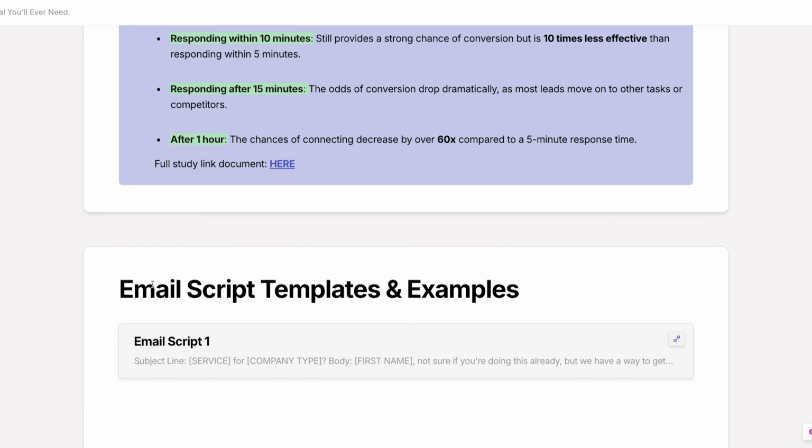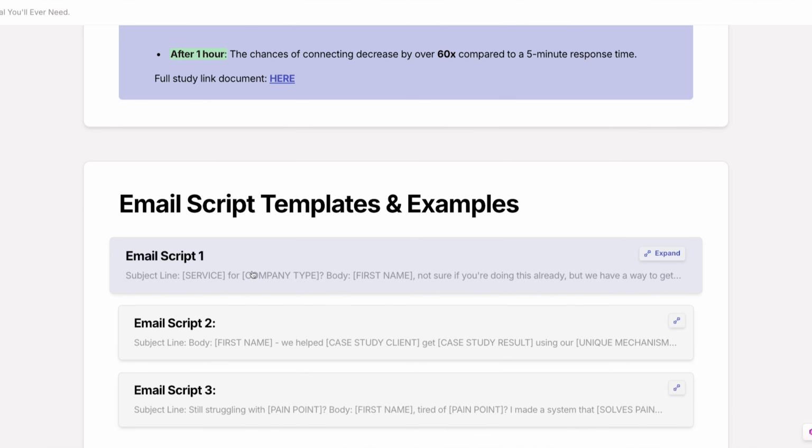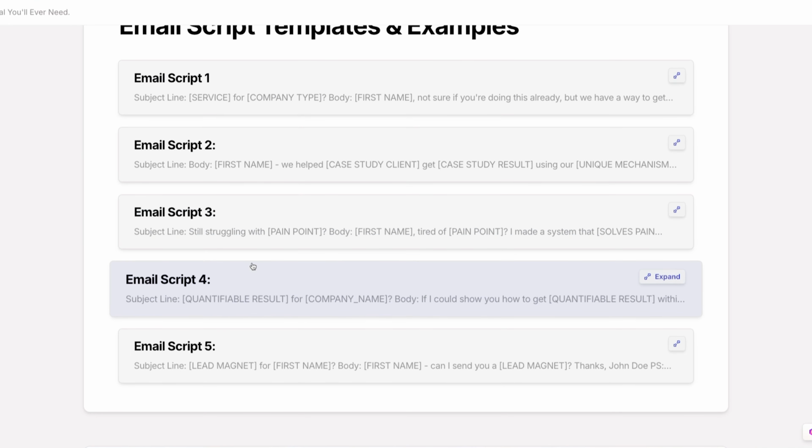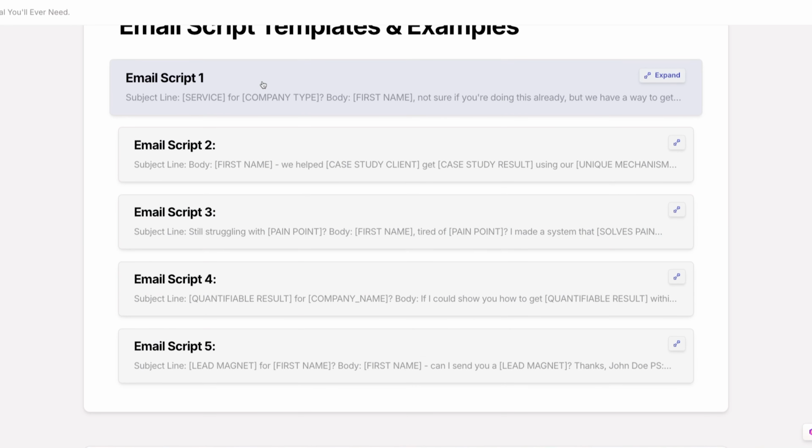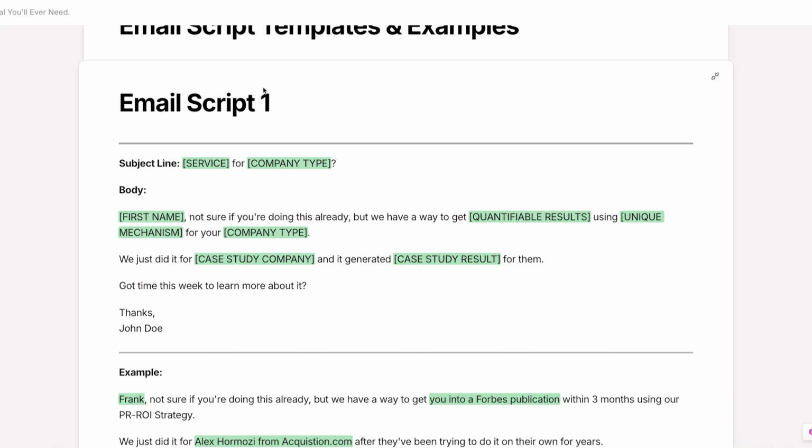The next part are email script templates and examples. So I also made a video about this, but you can check it out here, where there's 5 email scripts that work almost every single time. Obviously, it depends on how good your offer is, how good your overall business is, and if there's a need for it, and how good the rest of the campaigns are. But email script 1 goes like this.